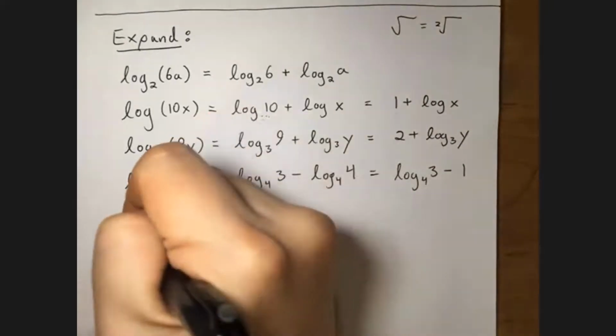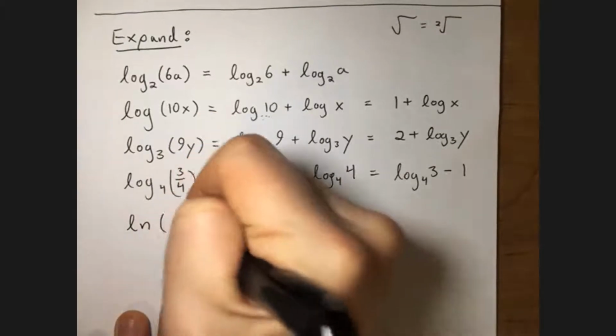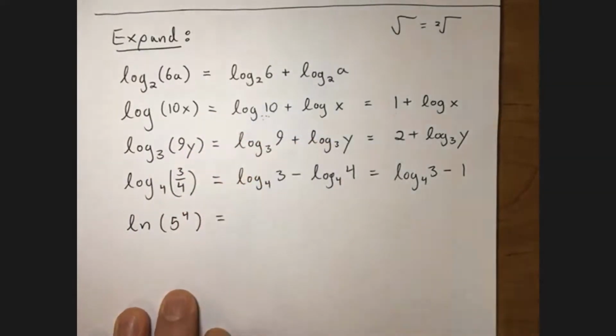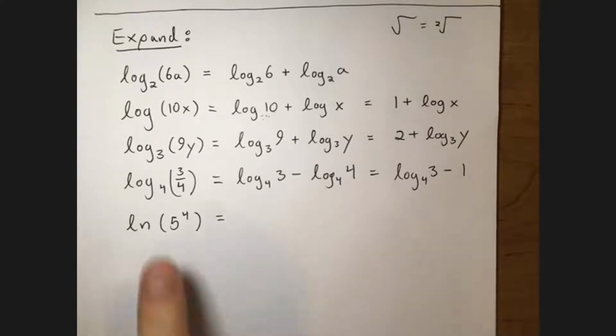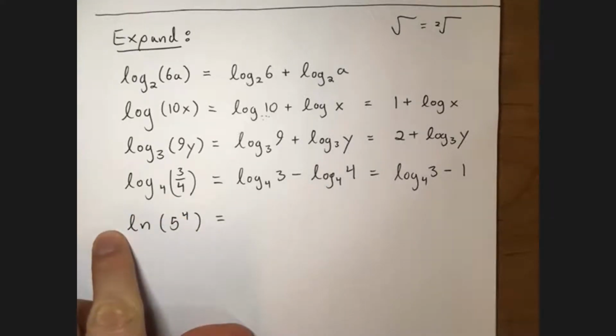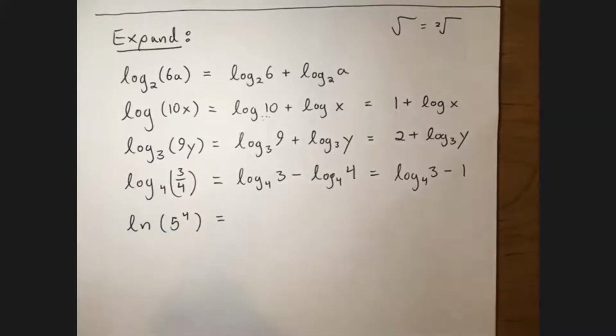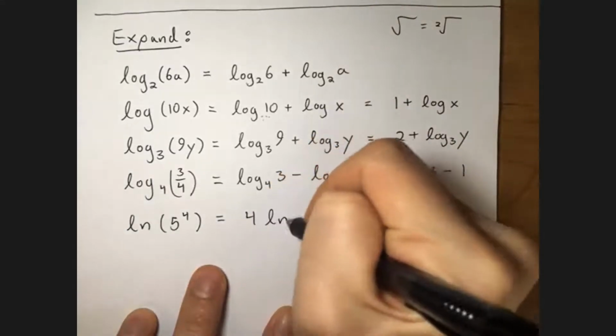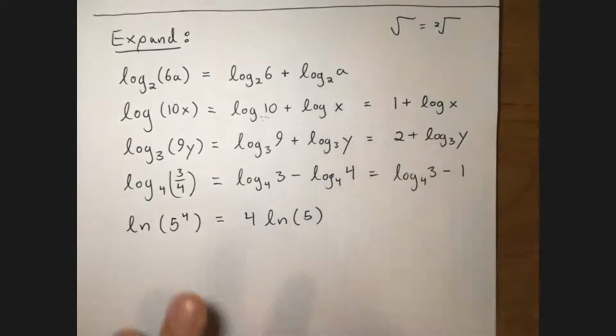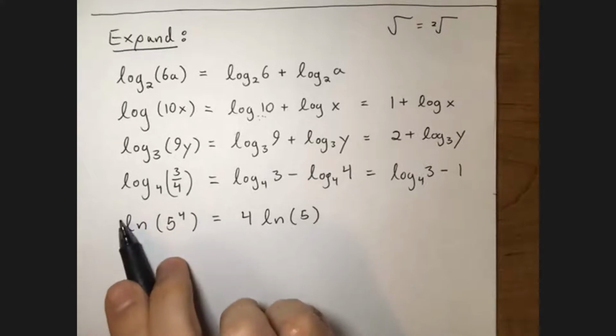What about that power rule? Let's do a natural log this time. So the natural log of 5 to the 4th. Well, the power rule said that you bring the power down in front. It turns into multiplication. So this one would become 4 times the natural log of 5. That's how we apply the power rule to expand this. And so the power comes out front.